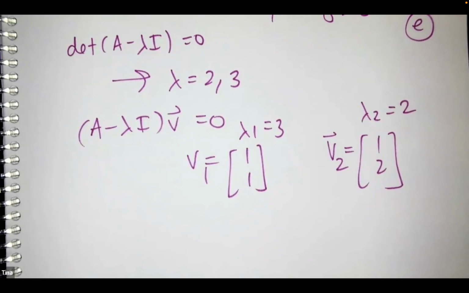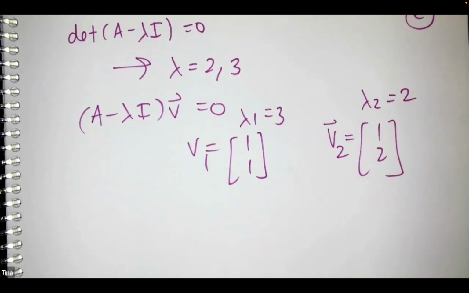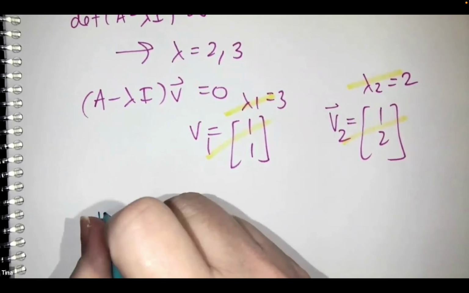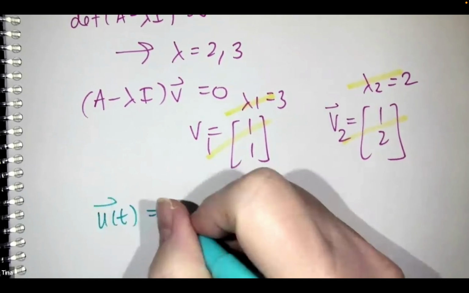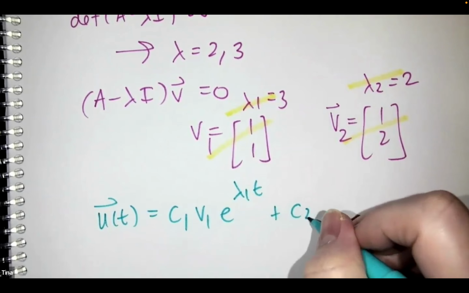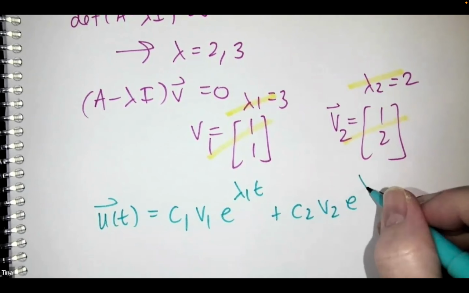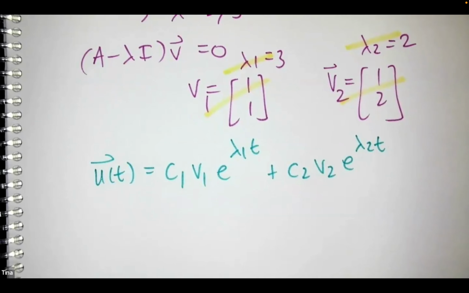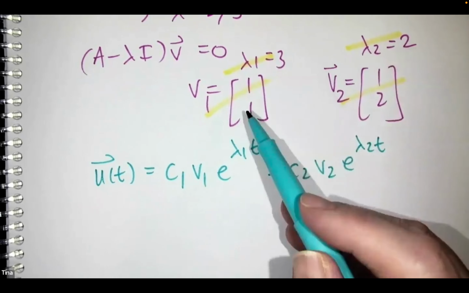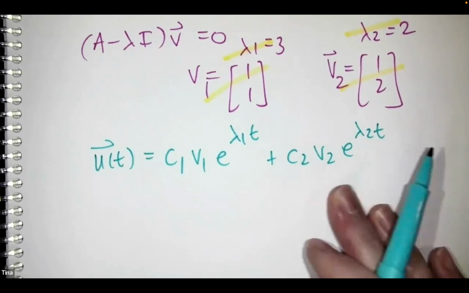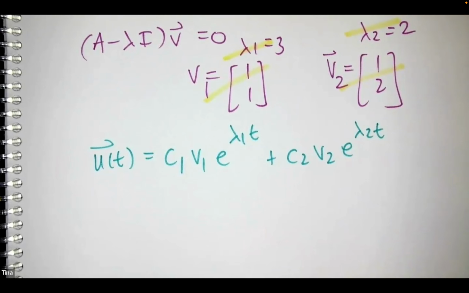Okay, so again, you can try later finding your eigenvalues and eigenvectors. So once you get that, what's your solution going to look like? Well, you're going to have your u of t, c1 v1 e to the lambda 1 t, plus c2 v2 e to the lambda 2 t. So if these are your 2 eigenvectors, and these are the corresponding eigenvalues, fill it in. What would your solution look like here?